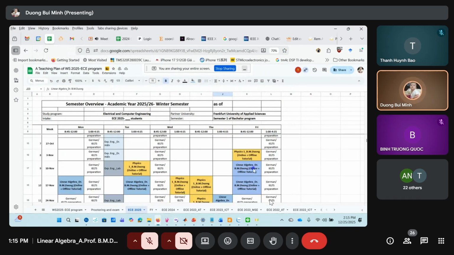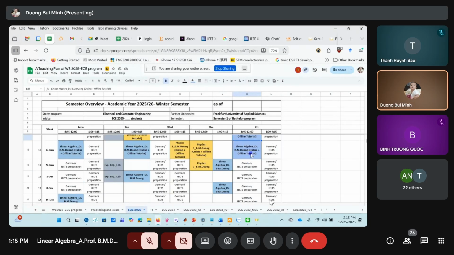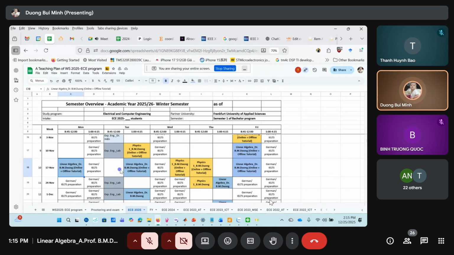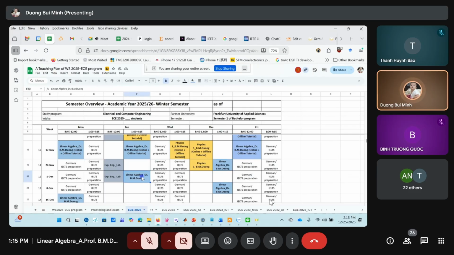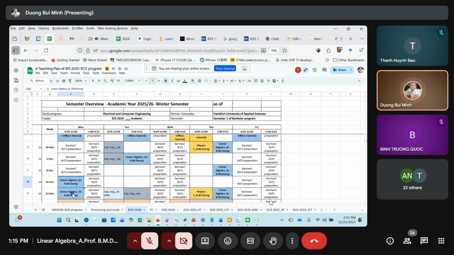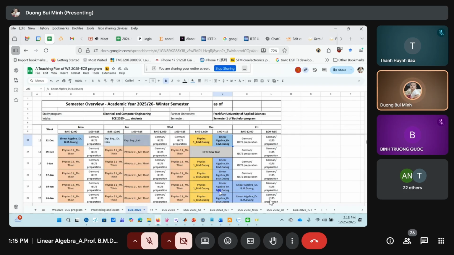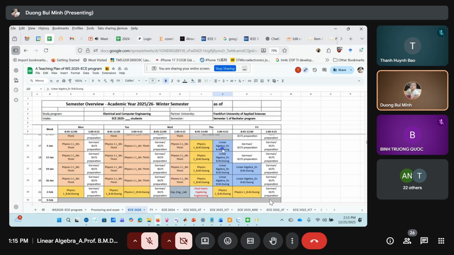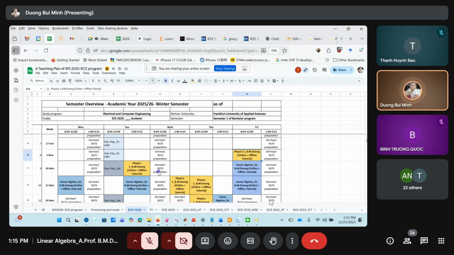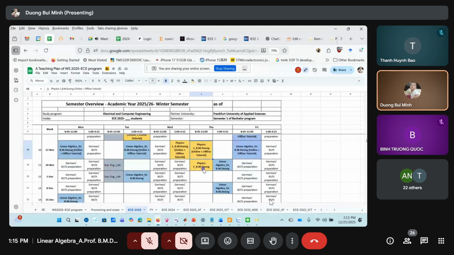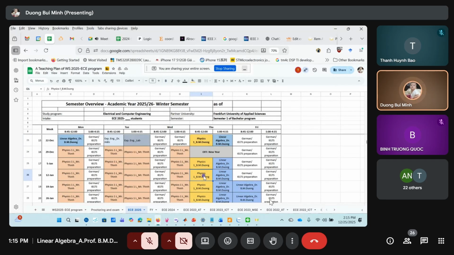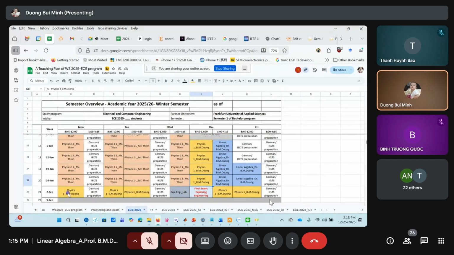The linear algebra classes: we have number 1, 2, 3, 4, 5, 6, 7, 8, 9, 10. Okay, so we have more than 6 classes. Okay, so 1, 2, 3, 4, 5, 6. And for physics, 1, 2, 3, 4, 5, 6, 7, 8, 9, 10, 11, 12.